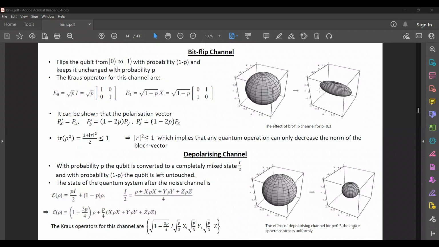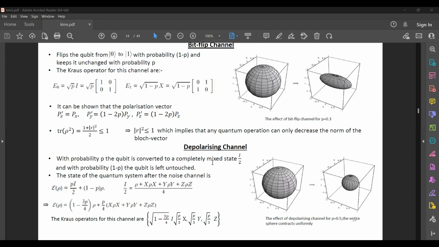Another thing is that this could even go outwards, but that is not possible. The sphere cannot go outwards because we know from quantum mechanics that trace of rho squared should always be less than or equal to 1, which implies that modulus of r squared should be less than or equal to 1. So the length of the vector can only decrease. It can only go inwards, it cannot go outward. So this is one channel, for which the Kraus operators are like this.